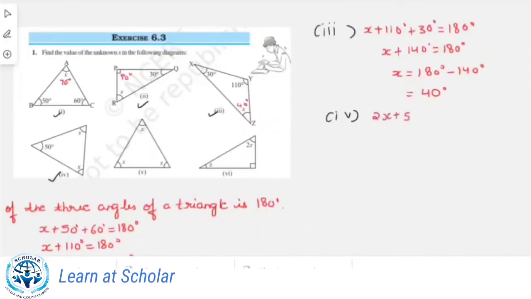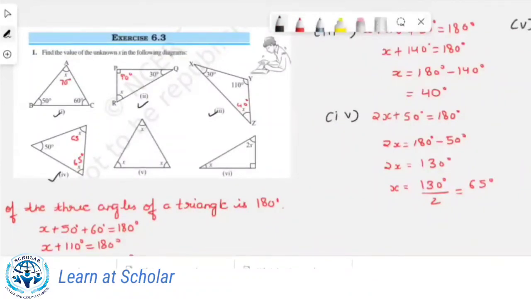The fourth one. 2x plus 50 degree is equal to 180 degree. 2x is equal to 180 degree minus 50 degree. As both the angles are equal, so the value will be x and x. The value of x will be 130 upon 2 is equal to 65 degree. Each angle measures 65 degree and the known angle is of 50 degree.